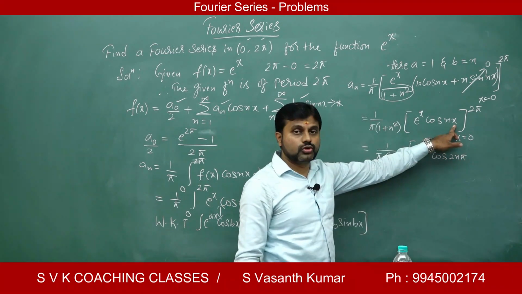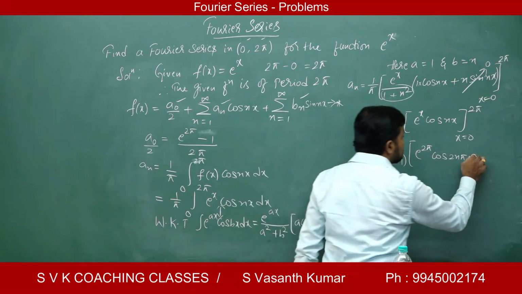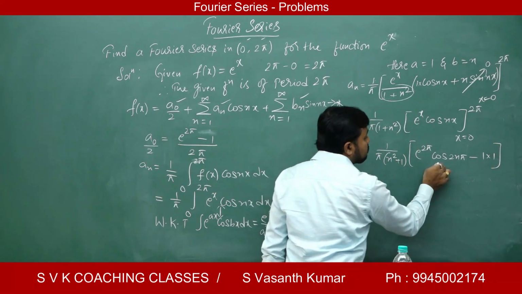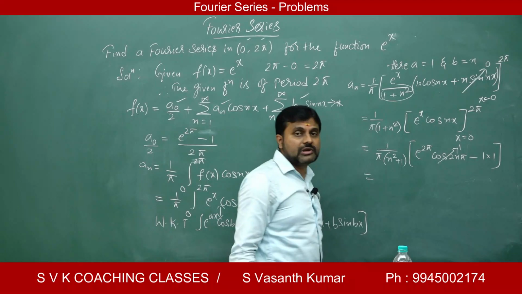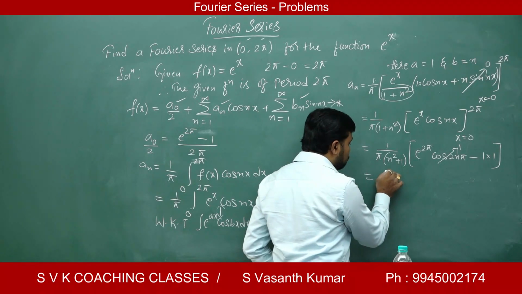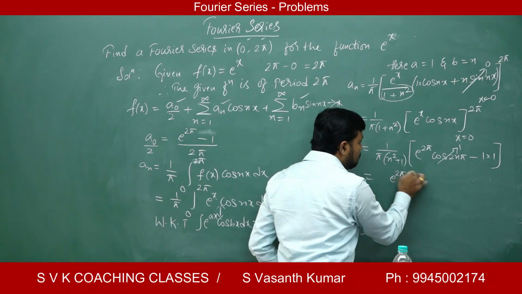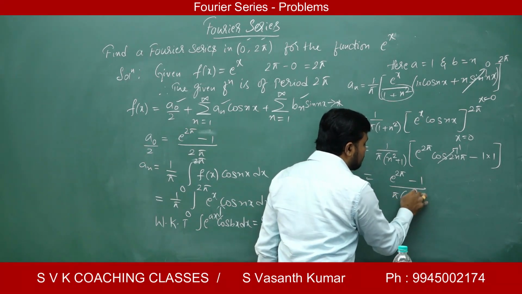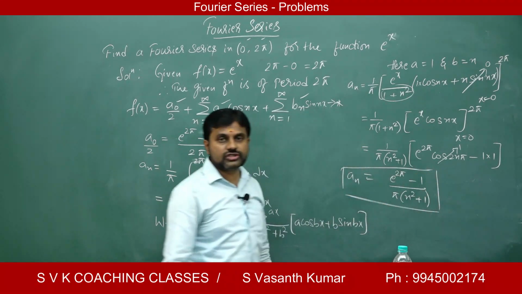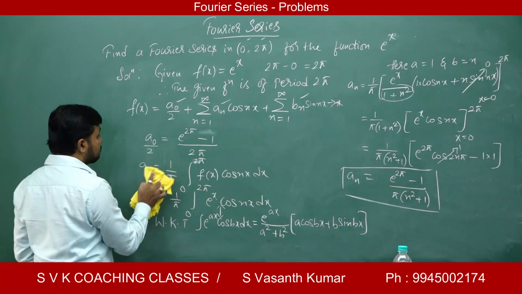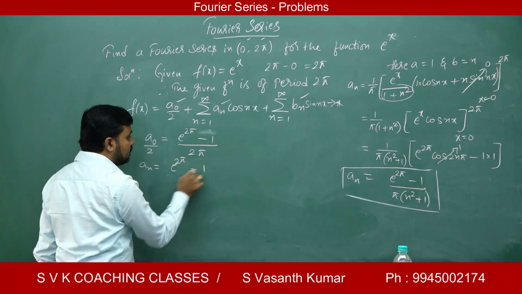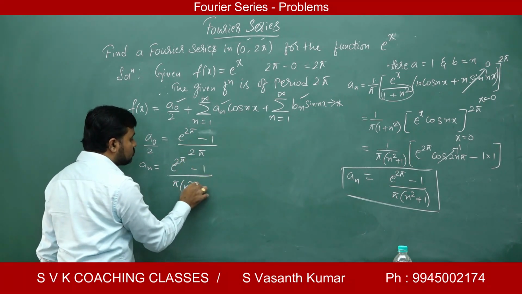When I give x equal to 2 pi, it becomes 2n pi minus e power 0, whose value is 1, and cos 0 value is 1. So what is cos of even pi? Cos of even pi is plus 1. So you are left with e power 2 pi minus 1 divided by pi into n square plus 1. That is an. Let us note down the value of an. an is e power 2 pi minus 1 divided by pi into n square plus 1.